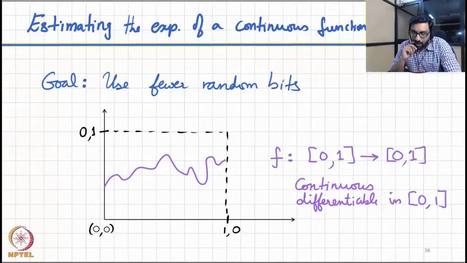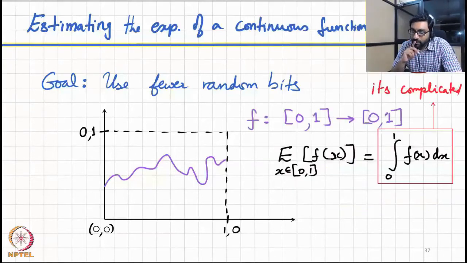Here's the function f. We're interested in the function in the range 0 to 1. Domain is also 0 to 1, and we assume that the function is continuous and differentiable in the range 0, 1. What we want to do is compute the expectation of f of x, where x is ranging from 0 to 1. And we all know the formula for that.